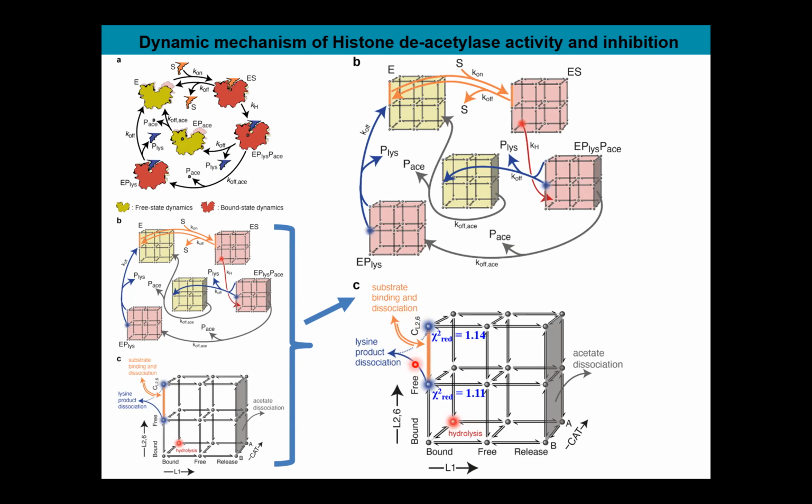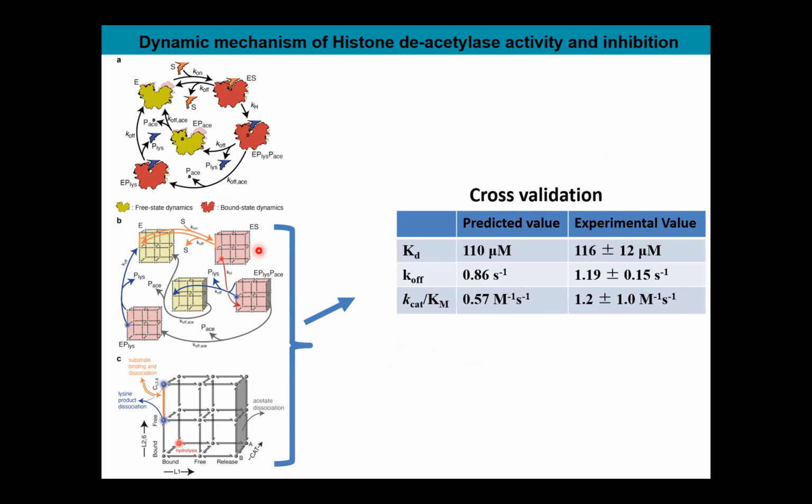And then to validate this, what I did, I just replaced the data of the wild type with the data of the M274A. And then I found the values of KD, K off, and Kcat over Km, which are very well correlated with the observed experimental values. It means the CPMG experiment is enough to explain all the enzymatic parameters.